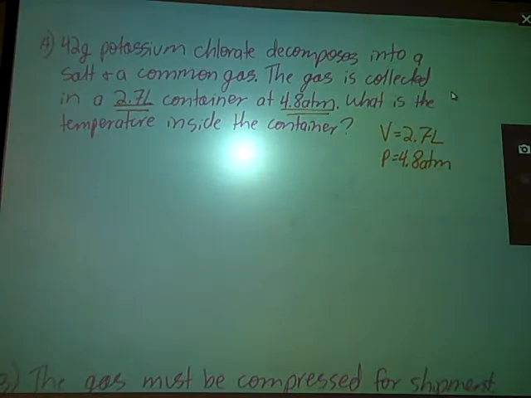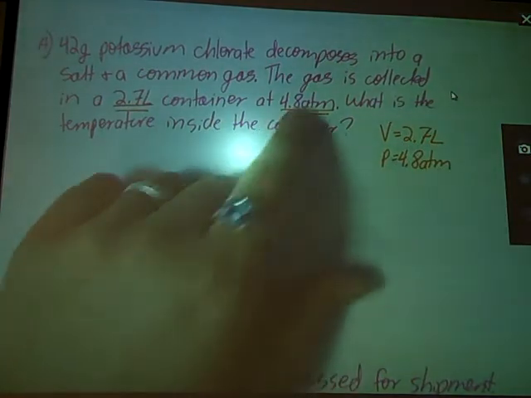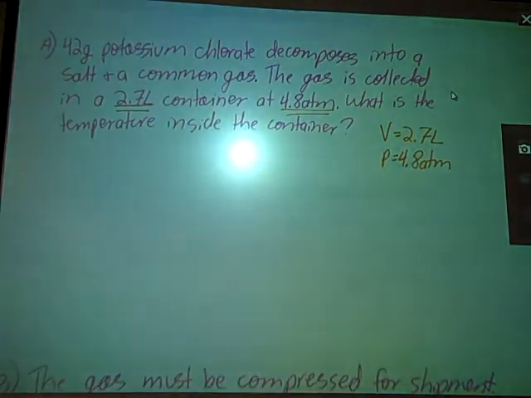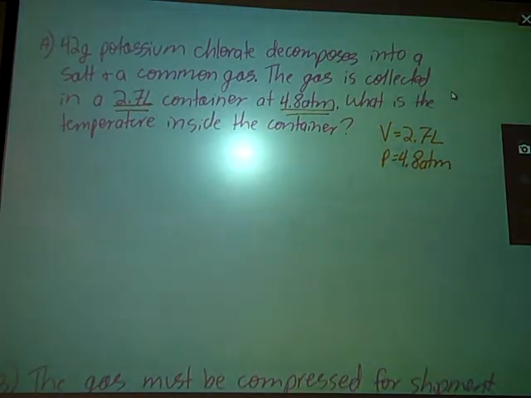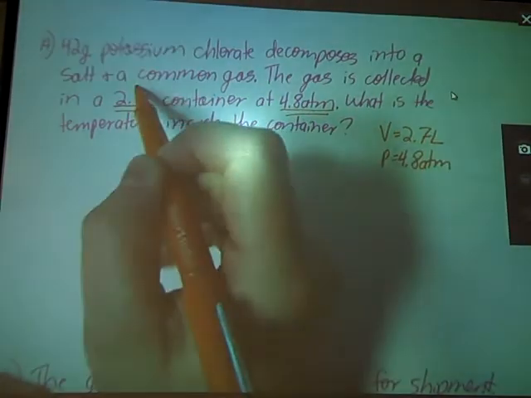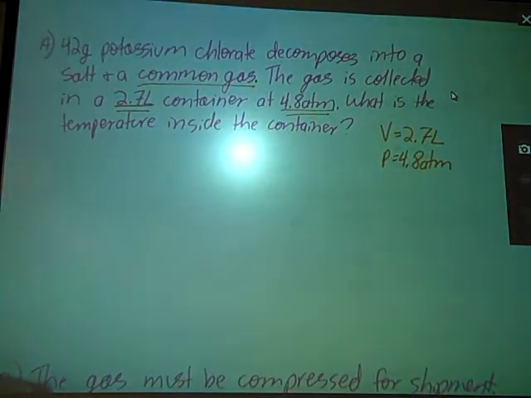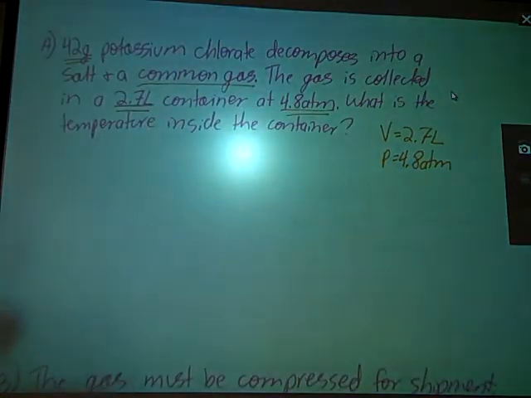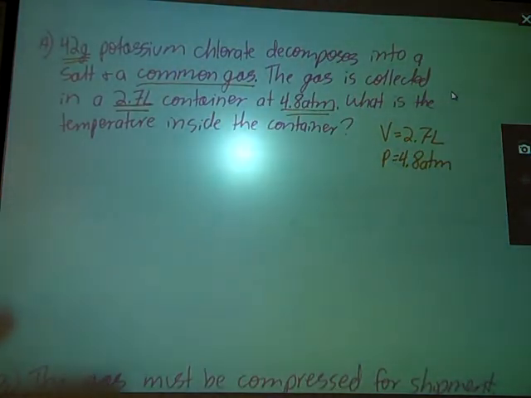Now, it says that a gas is collected. The gas is collected. Well, that implies it's coming from up here somewhere. Potassium chlorate is not a gas. It usually comes as a white powder. You can dissolve it in water, but it's not a gas. So the gas has to be coming from somewhere else. Here is my gas. But they gave me information about potassium chlorate, not my common gas. So to figure out what the heck my common gas is, I'm gonna need my chemical equation.